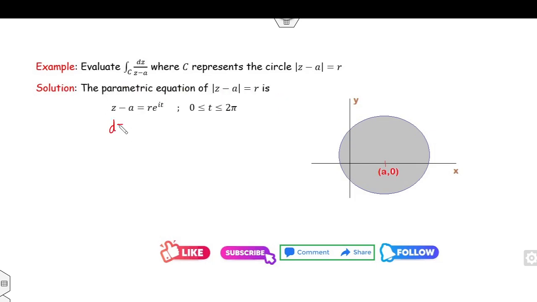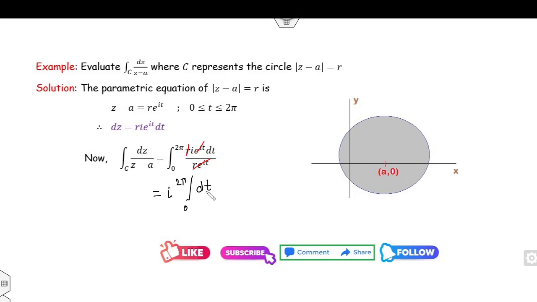I can find the value of dz, which is R iota e raised to power iota t into dt. I can substitute all these values in the given equation. Now you can see R e raised to power iota cancel out. I can take iota as common. Then the limit of the integration is from 0 to 2 pi of dt. So the answer is 2 pi iota is my correct answer of this.